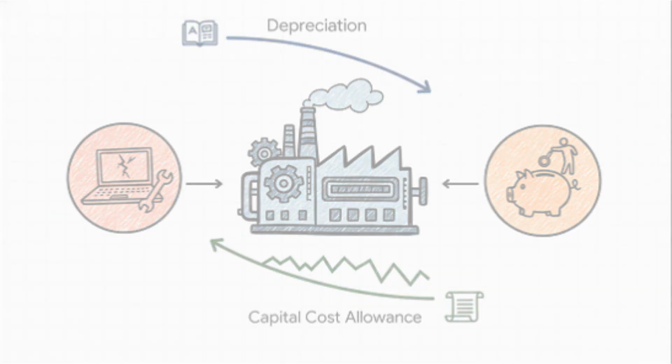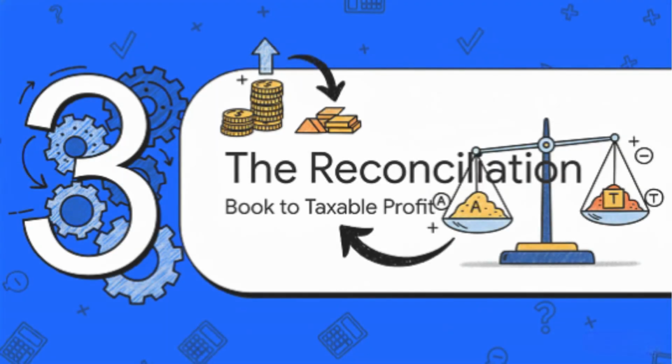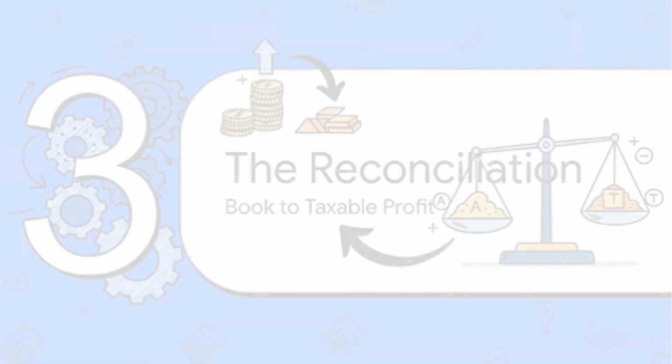It just evens out in the end. Okay, theory's done. We've got the building blocks. Now let's get our hands dirty and actually run through a calculation. We're going to see how a company's book profit gets translated into its taxable profit in the real world. It's a pretty straightforward process, really.